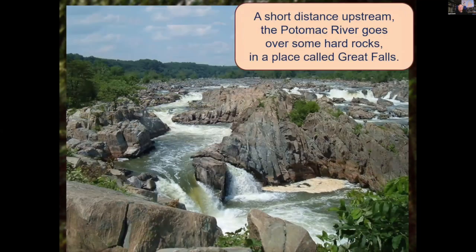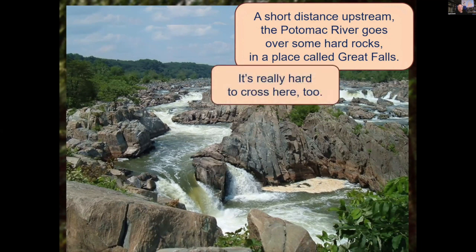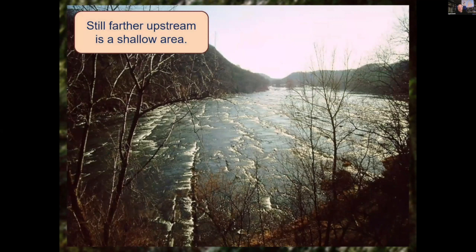If you go a short distance upstream, you hit that fall zone, and the Potomac River goes over some really hard rocks in a place called Great Falls. This is also a place where it's almost impossible to cross the river. Go another stretch upstream, and you've got an area of nice flat rocks, perfectly straight. This is a great place to cross the river.